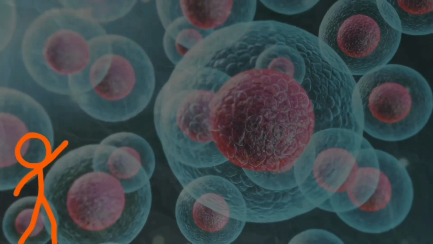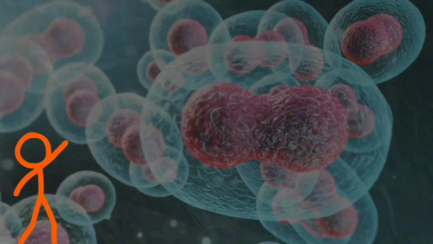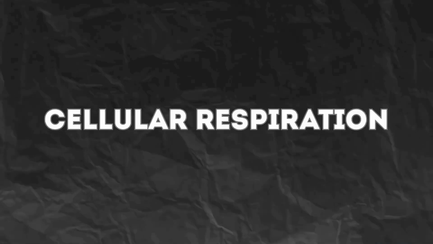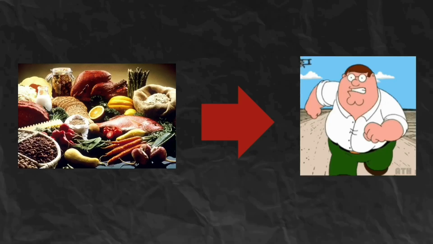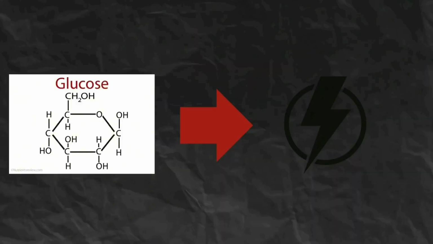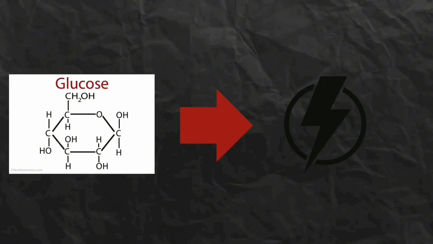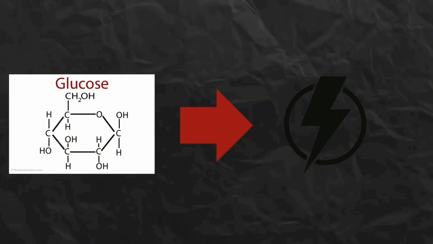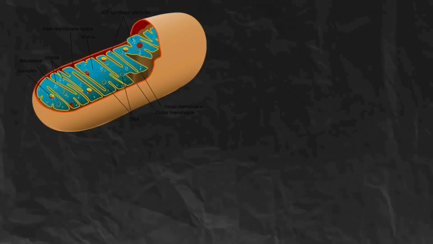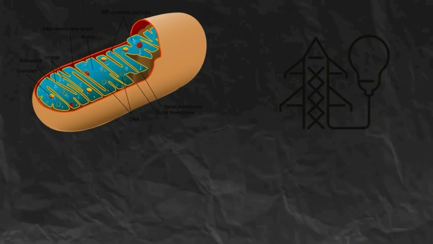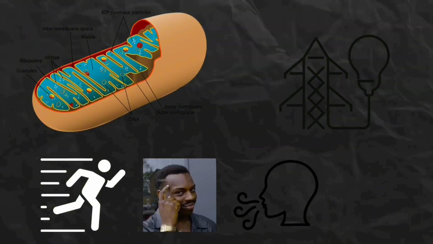Hey everyone, today we're going to break down one of the most essential processes that happens in all living cells: cellular respiration. It's how our cells turn food into energy, and it happens every single second in our body. First step, cellular respiration is the process cells use to convert glucose, what we get from food, into energy, or ATP. It happens inside our mitochondria, which are like little powerhouses in our cells.